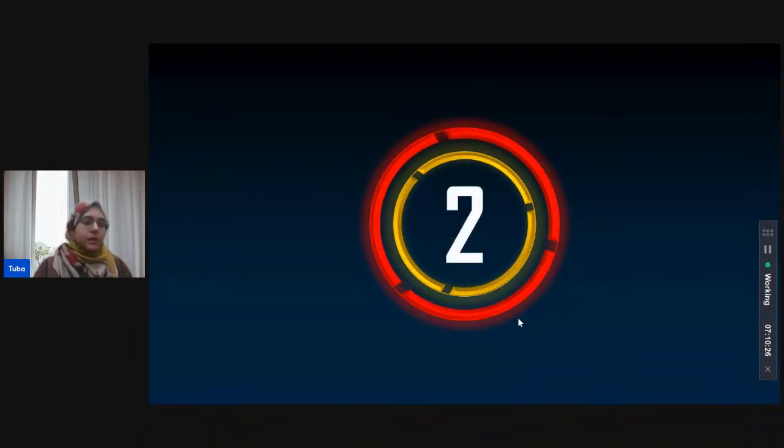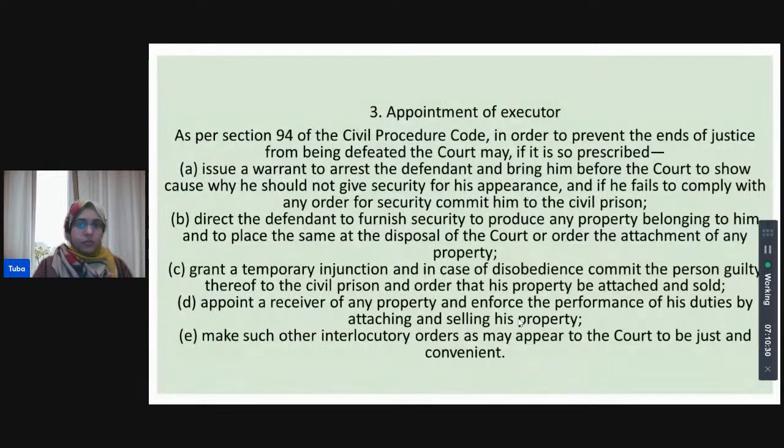Aditya thinks C, appointment of executor, and he is correct. Section 94 is the point here. Appointment of executor is not a supplemental proceeding.